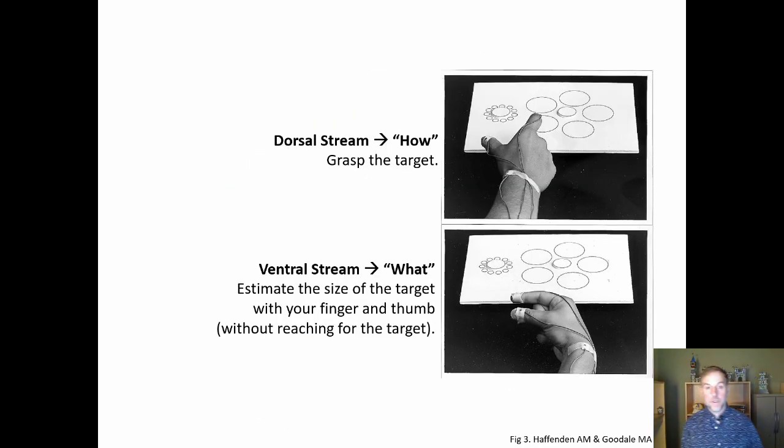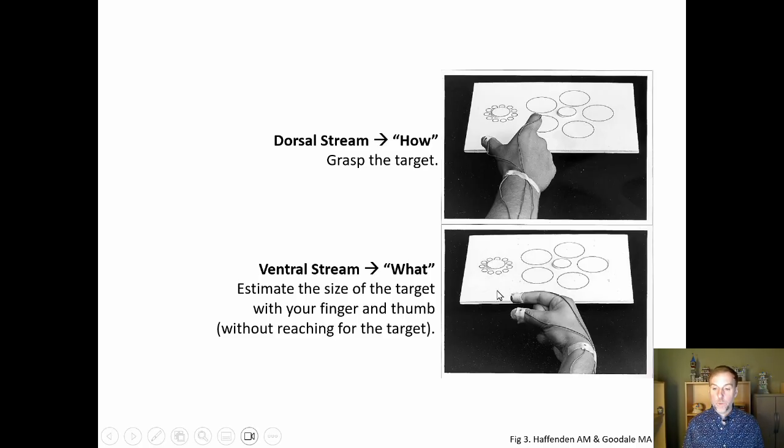So we've got a pretty typical dorsal ventral experiment. In one condition, imagine these middle circles are like poker chips. And in one condition, we'll say, on this trial, pick up the one on the left. And you'll go and you'll reach and you'll pick it up. That's a how ability, it's a visual motor ability, so you'll use your dorsal stream to do that.